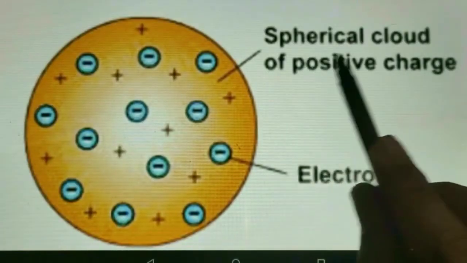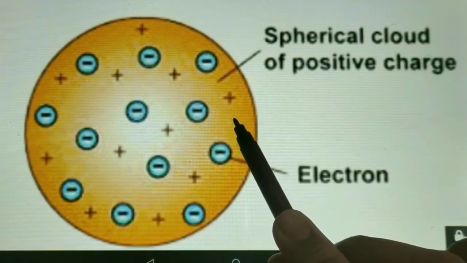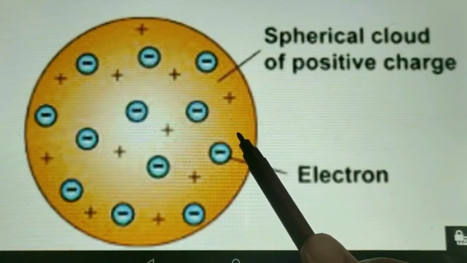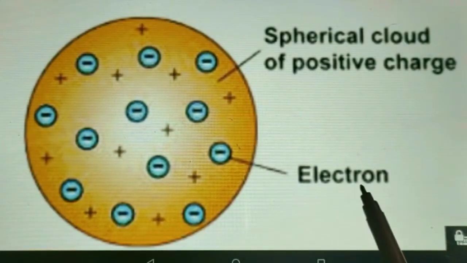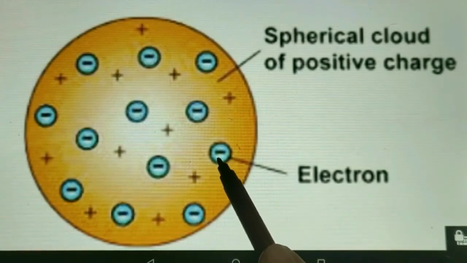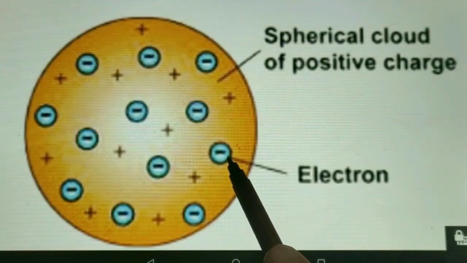Now, Thompson's model of an atom. According to J.J. Thompson, the structure of an atom can be compared to Christmas pudding, or in common day life we can say the Britannia cake pudding, where electrons are present inside a positive sphere. This is the spherical cloud of a positive charge, which we can say is the bread, whereas the electrons can be called the chocolate chips present in a plum pudding.